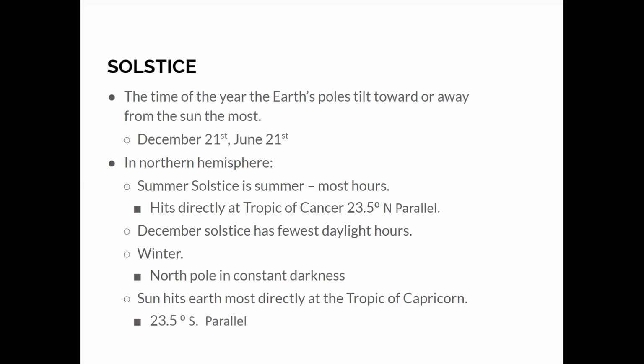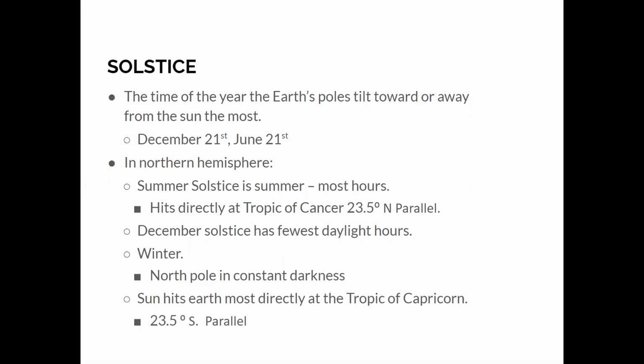So, solstice. Has anyone heard of that word before? Is this new? Yep, on our study guide, that's where you might be familiar with it, right? So solstice is the time of the year the Earth's poles tilt toward or away from the sun the most. Okay, and this happens December 21st and June 21st. Okay, so again, the times of the year the Earth's poles tilt toward or away from the sun the most.